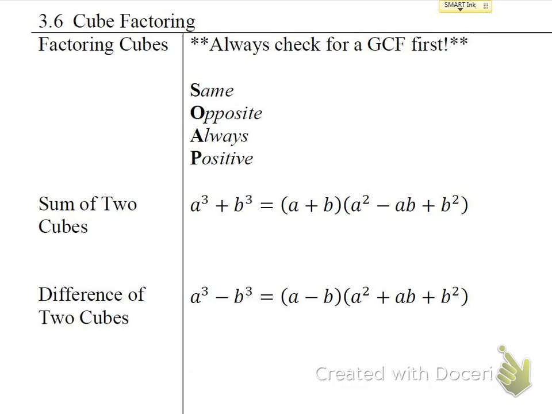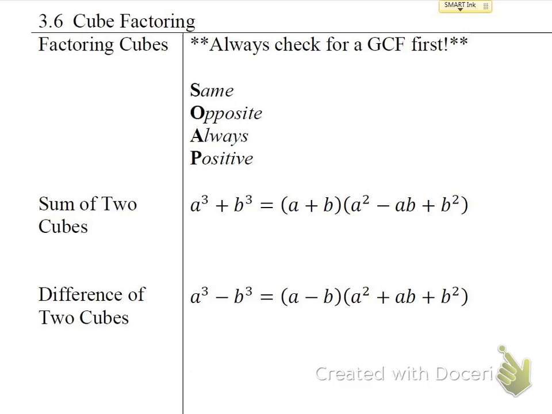For lesson 3.6, we are going to learn about another new method of factoring called cube factoring. So we have factored using a GCF, we have factored using difference of two squares, we have factored trinomials using the diamond method, we have factored trinomials with a coefficient using the bottoms up method, and we have factored using grouping when our polynomial has four terms in it.